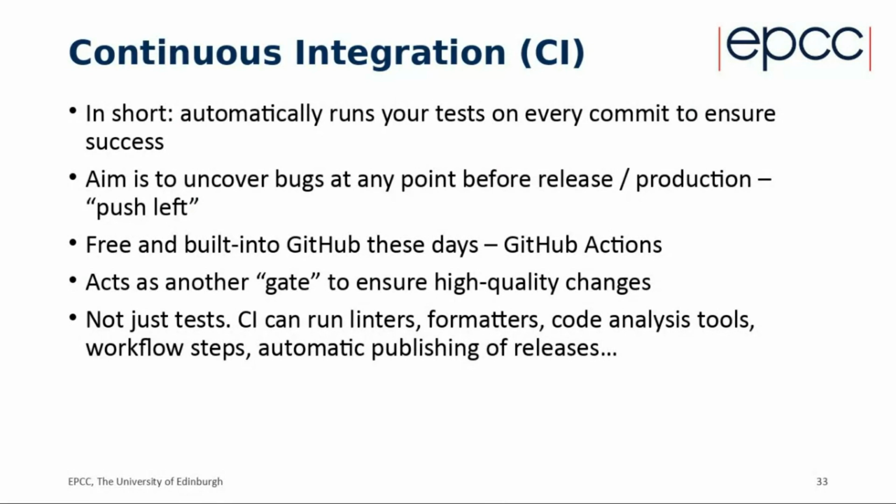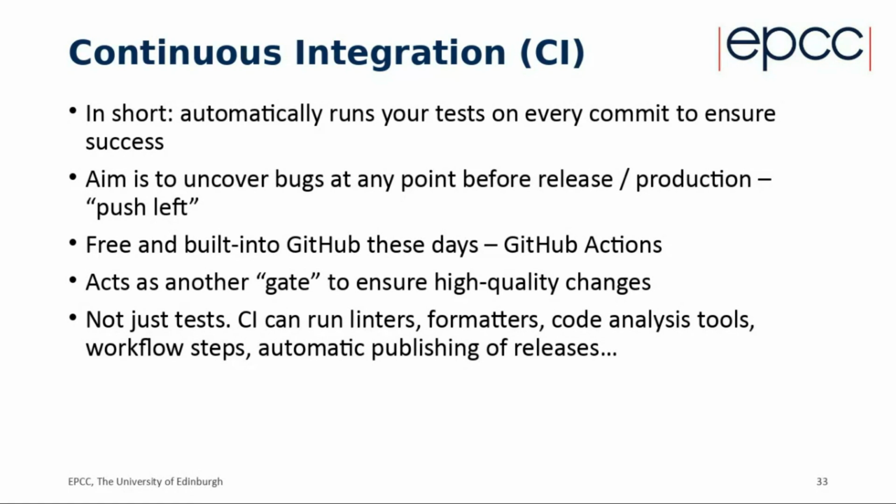So this is all under the umbrella of what's called continuous integration, which is how you ensure that your tests are automatically run on every commit. This makes sure that the pull request is validated, and that your tests continuously get run. This improves code quality. The overall aim is to uncover bugs at any point before they get spotted in the wild.